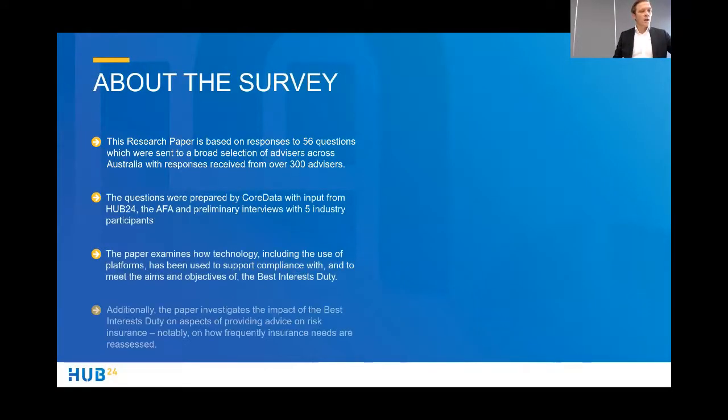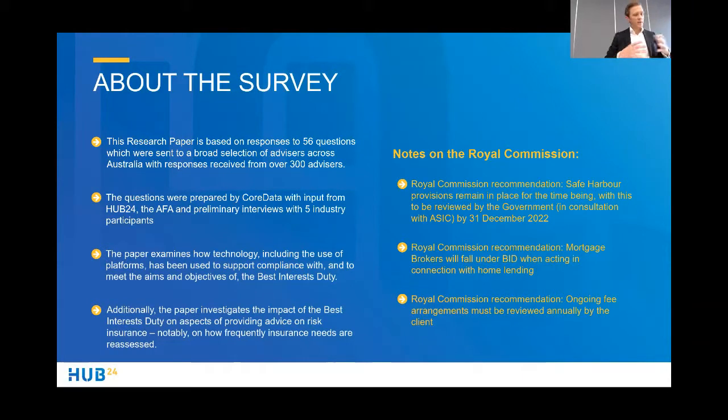So a little bit about the survey itself. There were 56 questions as part of the survey, and there were 300 advisor respondents. Perhaps some of you dialed in today. The questions were created by Core Data in conjunction with Hub24, the AFA, and 5 industry participants, being advisors, to keep it real, as they might say. And the paper really examined attitudes towards best interest duty and how technology is playing in that space.